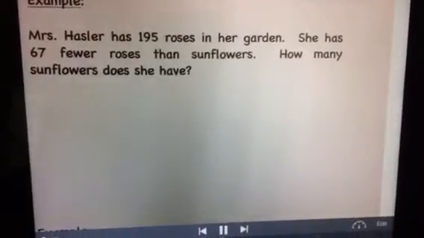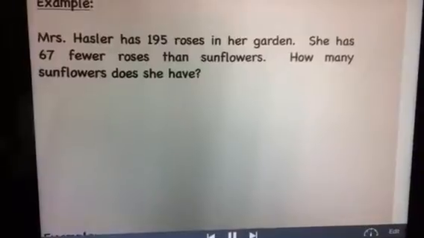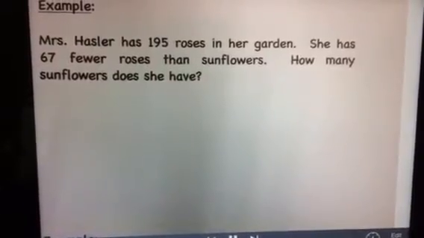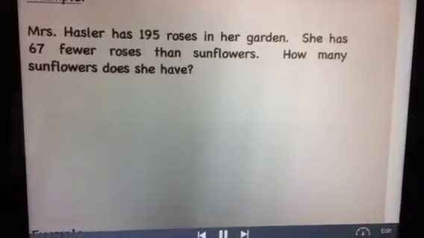Number 1, read the problem. Mrs. Hassler has 195 roses in her garden. She has 67 fewer roses than sunflowers. How many sunflowers does she have?